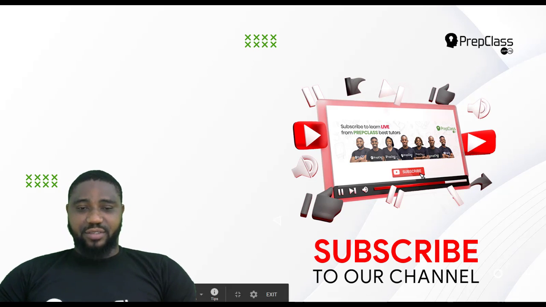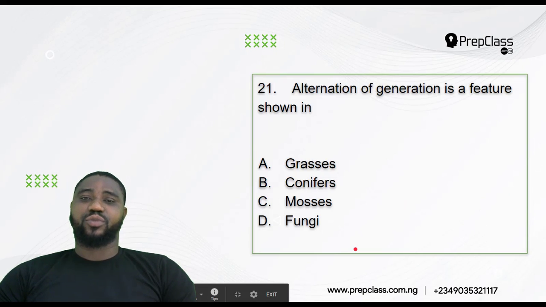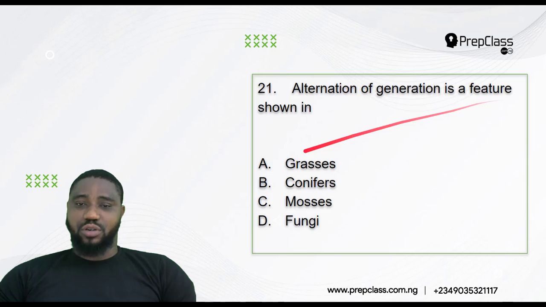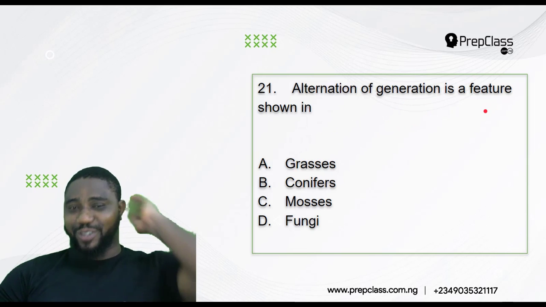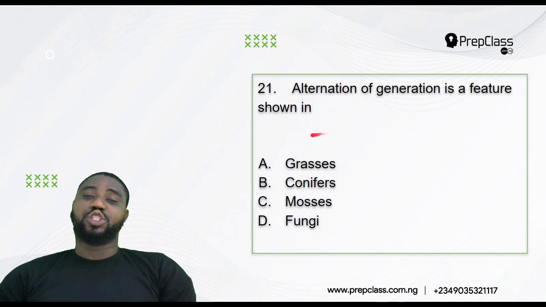Okay guys, so having said that, let's move to the business of today. Question 21. Alternation of generation is a feature shown in. Is it grasses? Is it conifers? Is it mosses? Is it fungi?